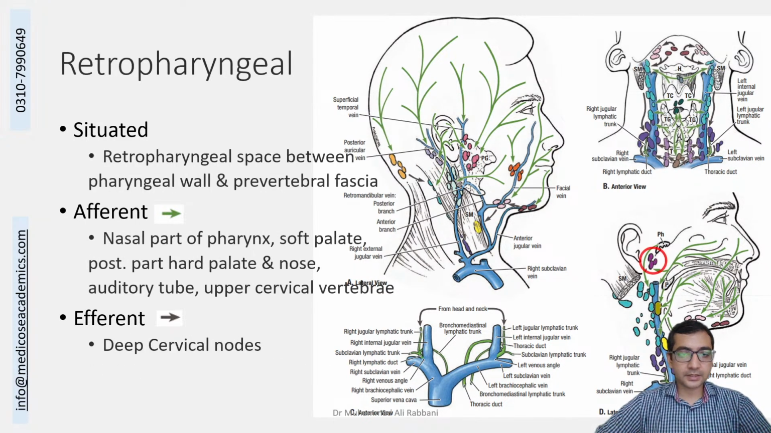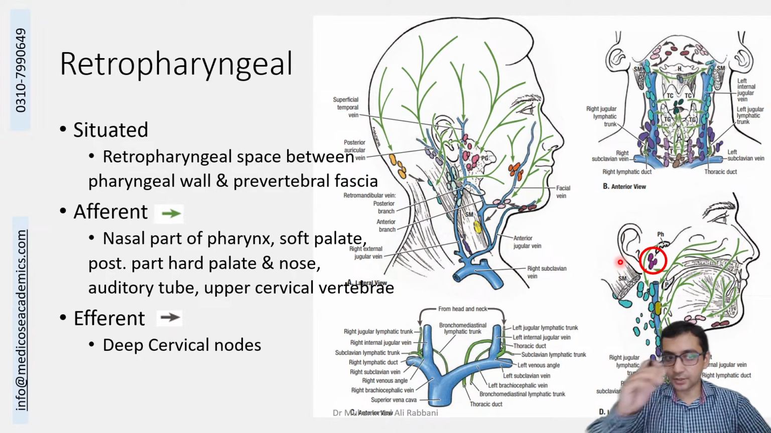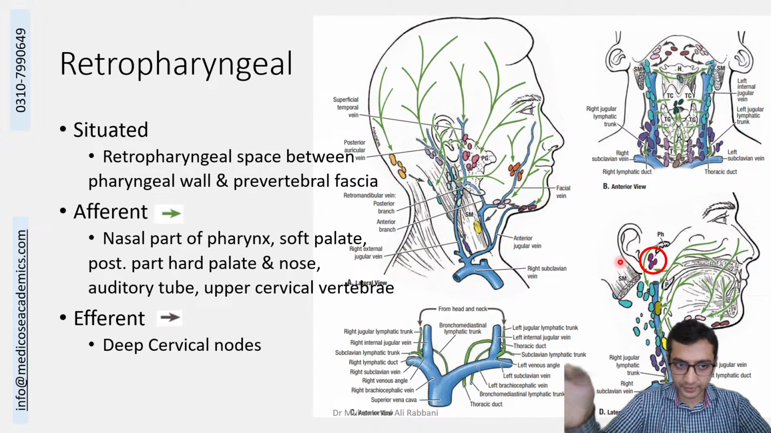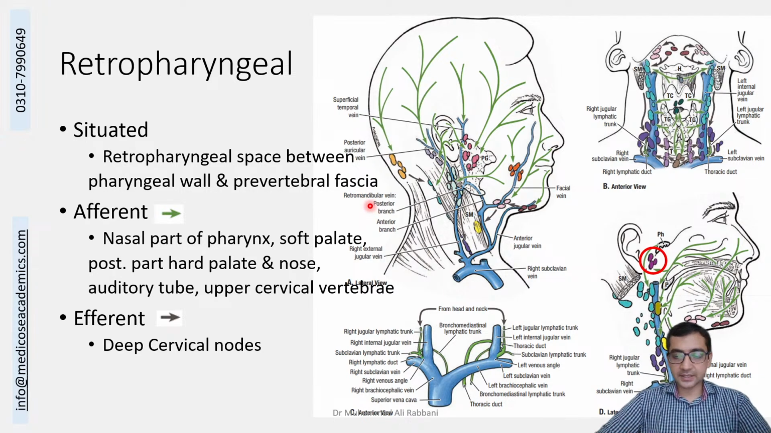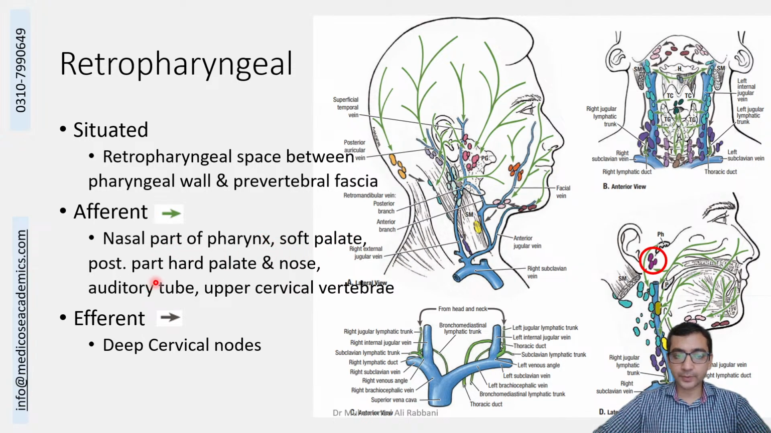Then there is a retropharyngeal group of nodes. They are present on the back of the pharynx, behind the visceral fascia, the buccopharyngeal fascia, in front of the prevertebral fascia. The clinical importance is that purulent infection here will lead to infection of the prevertebral space. They drain the back aspect of the oral cavity, the back aspect of the nasal cavity, and the pharynx also. The nasal part of the pharynx, soft palate, hard palate, nose, auditory tube, and cervical vertebra are drained by this structure.